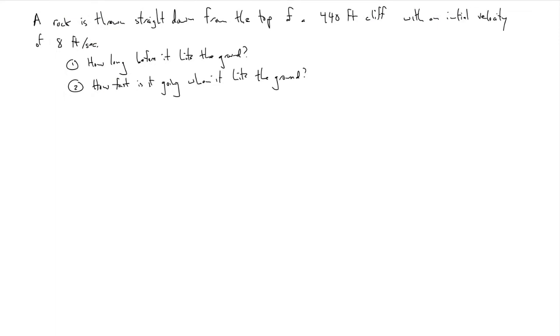On the other hand, do try this at home. A rock is thrown straight down from the top of a 440-foot cliff with an initial velocity of 8 feet per second. Try to determine how long before it hits the ground and how fast it's going when it does hit the ground. When you're working on this problem, don't forget that the rock is thrown down in the downward direction at 8 feet per second. So pause the video, take a few minutes, work on this problem, and when you're ready, start it back up again.